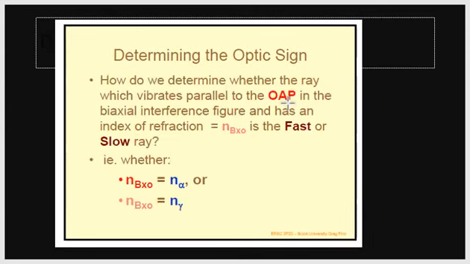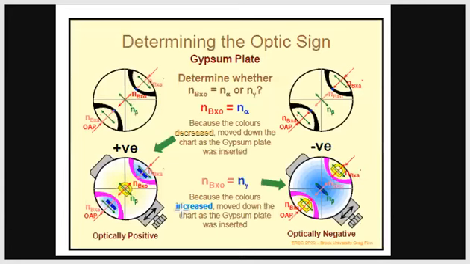How do we determine whether the ray which vibrates parallel to the optic axial plane in the biaxial interference figure, with index of refraction BXO, is the fast or slow ray? It's very easy. You need to check the slow vibration direction of the accessory plates, and also look at the color changes. You know that N alpha is the fast ray and N gamma is the slow ray. Based on that, if slow mates with slow, addition happens. Slow mates with fast, lower order colors will come, and that's how you determine it.